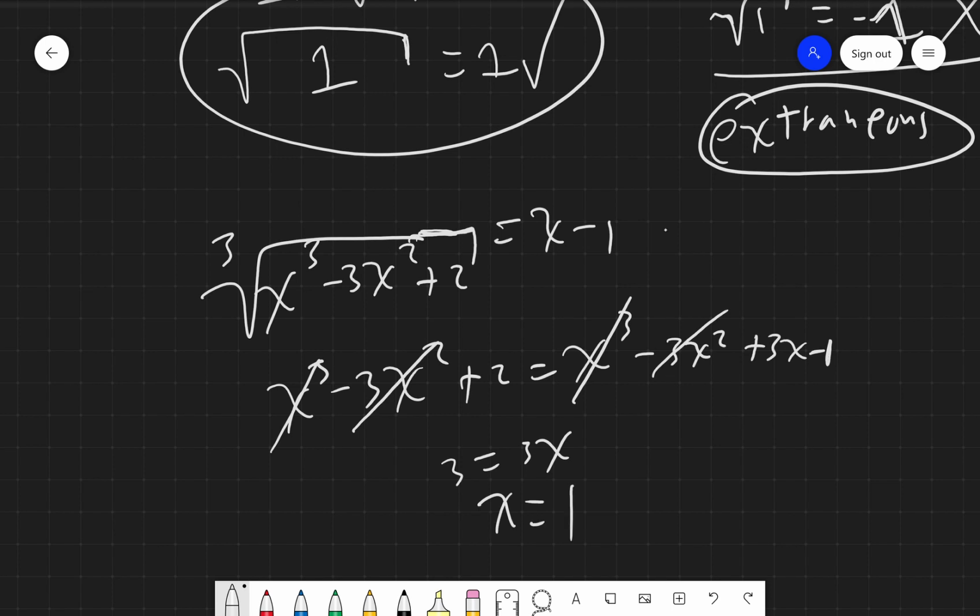Plug it in. We get the cube root of 1 minus 3 plus 2. That's 0, and that's equal to 0, so it checks out. The reason this one had only one solution was because everything kind of canceled out. So yeah.